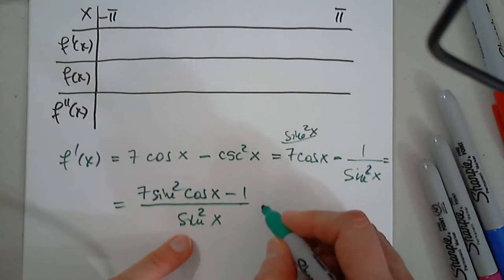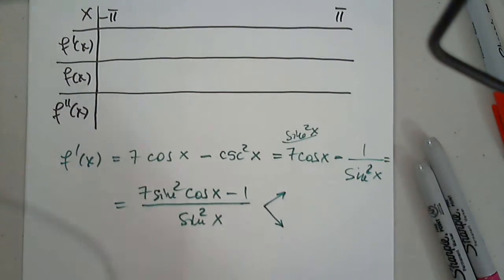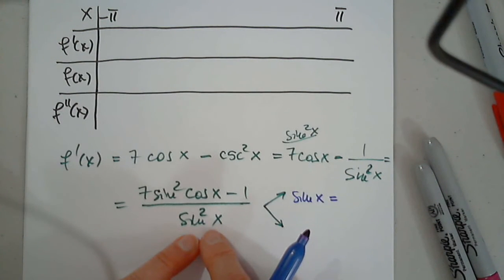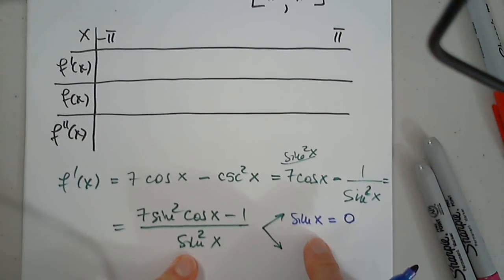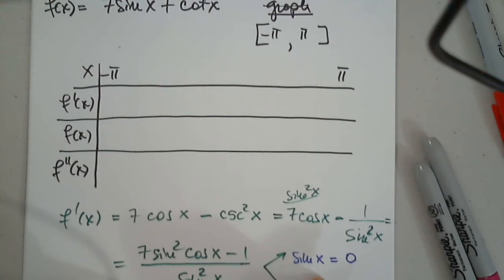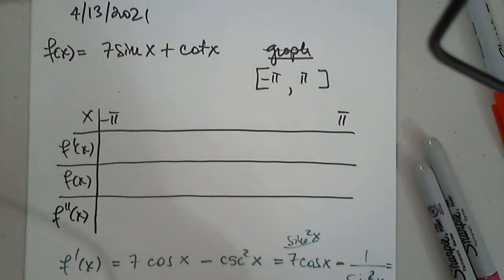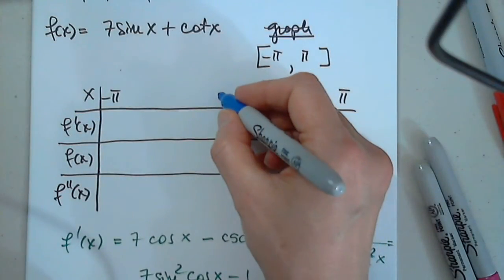Now, critical numbers for this function will come from two sources. One source is when sine x equals, anyone? 0. Very good. Where is sine 0? We're talking about the interval negative pi to pi, right? So at 0 and pi, and 0 is right here in the middle of the interval.